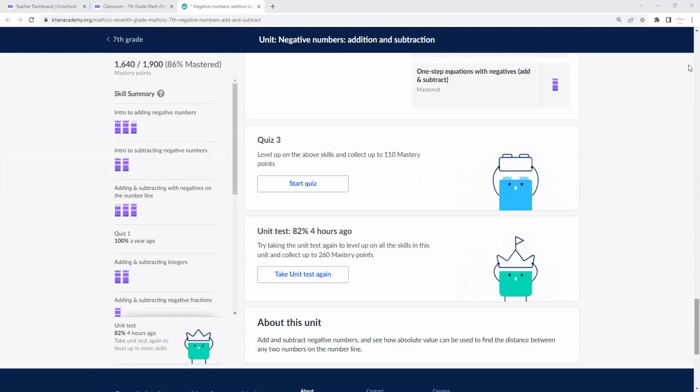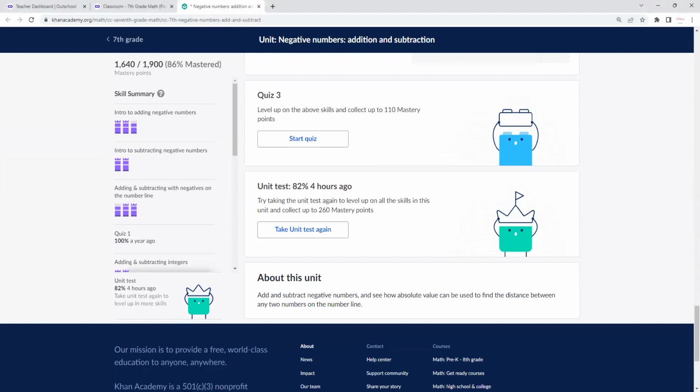So you should go through this entire unit and just practice and get a good understanding of adding and subtracting integers. So integers is dealing with negative numbers. You're going to see these a lot. So it's good to learn them early.